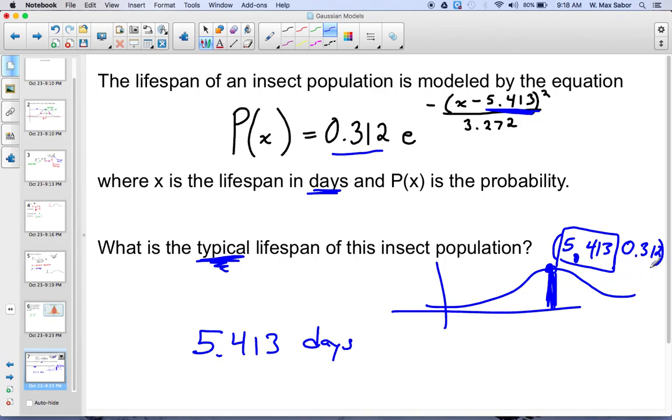Now, if we wanted to ask a question that had to do with the y-coordinate, we'd say, how likely is, what is the probability of having that lifespan? That's Gaussian models.